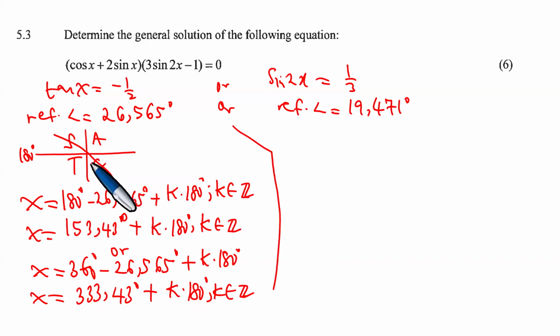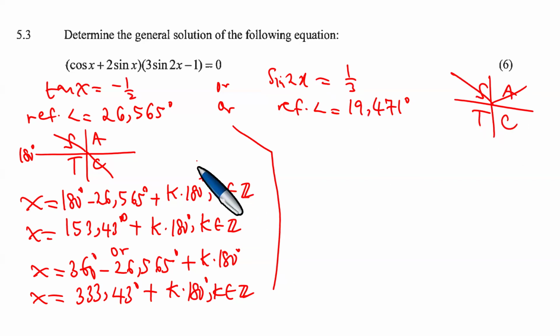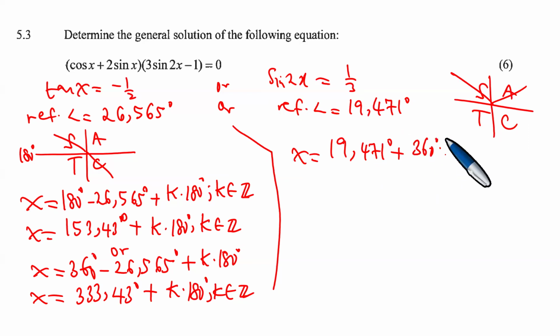So we've exhausted the two quadrants of interest, namely the second and the fourth. Now, looking at the other equation, and focusing on the quadrants where the solutions lie. The sine is positive 1/3, and the reference angle is positive in the first and second quadrants. Which therefore means that our x here is actually 19.471 degrees plus 360 degrees times k, where k is an element of the set of integers.